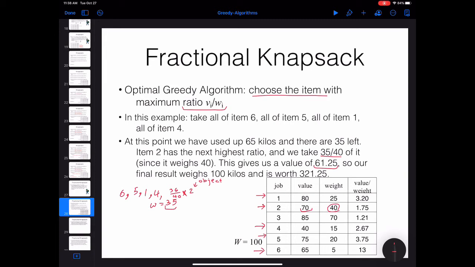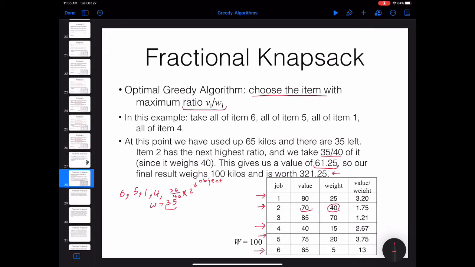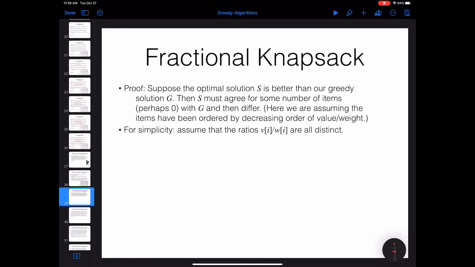Okay, in total it's going to give me this amount, and this is the optimal. So if I'm claiming this greedy strategy is going to give me the optimal answer, I have to prove it. How am I going to prove that this greedy strategy is going to give me the optimal answer? Let's assume that there is an optimal answer.